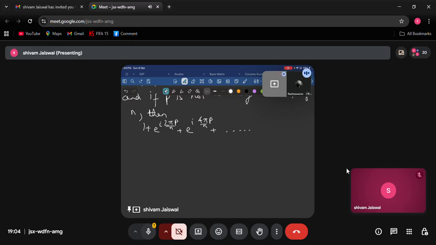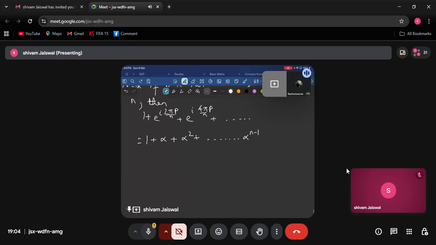You can convert it as alpha 1, alpha 2, okay? 1 plus alpha square plus dot dot dot, it will go on, plus alpha to the power n minus 1. These are the n roots. So this will become 1 minus alpha to the power n upon 1 minus alpha. Right, tell me everyone.